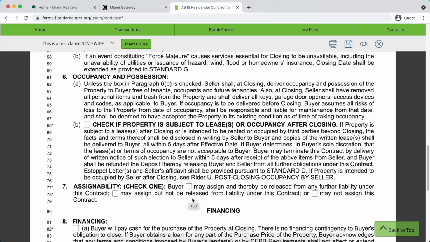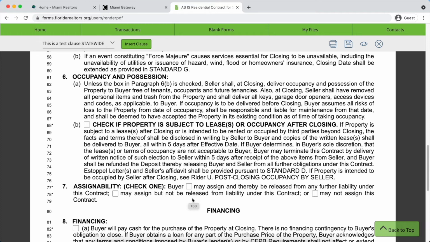It really makes no sense to me, because if I'm on the listing side, why would I accept a contract from somebody that can assign it and be released under further liability when I have no control who he or she assigns it to, and the person that they're assigning it to may not even have the funds or the credit or the financing to carry out the purchase. And I'm releasing the original buyer from any liability.